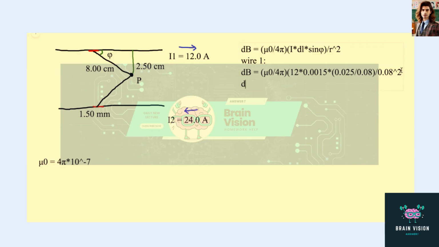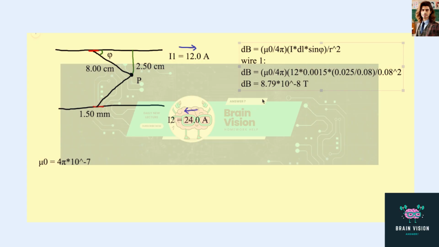So plugging in all of these numbers and calculating this out should give us 8.79 times 10 to the minus 8 Tesla. So this is the contribution of the magnitude of the magnetic field from just the current in wire 1 up at the top.